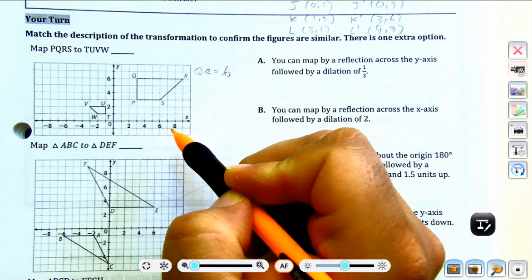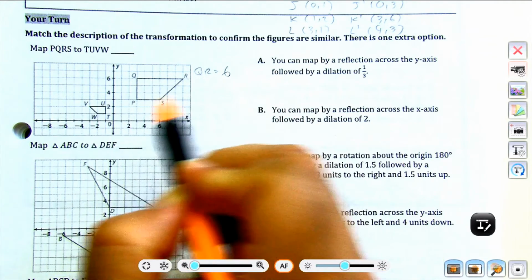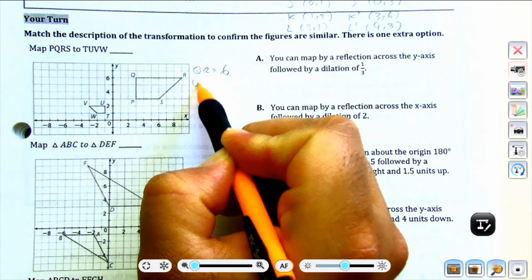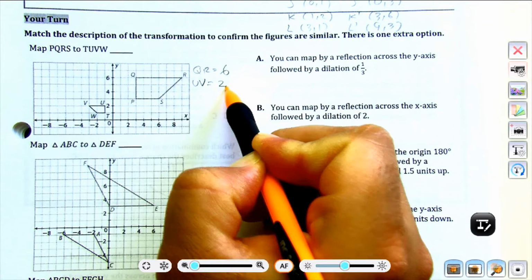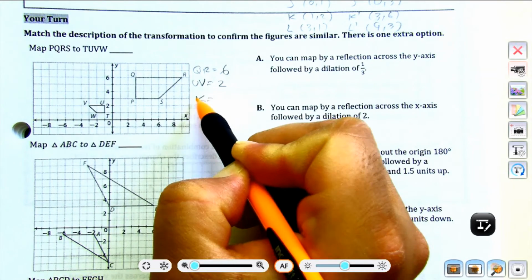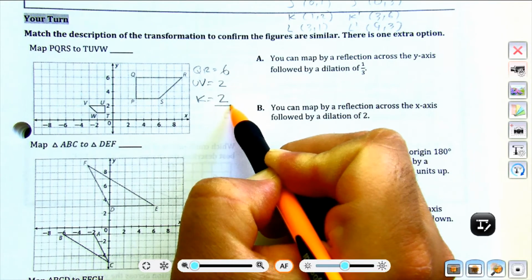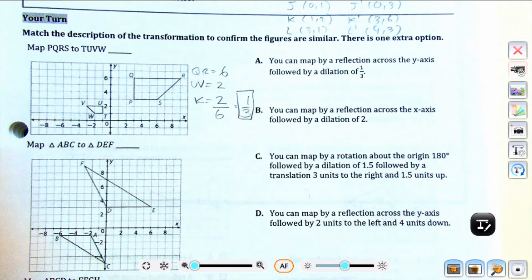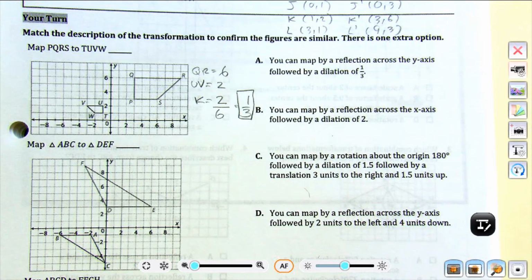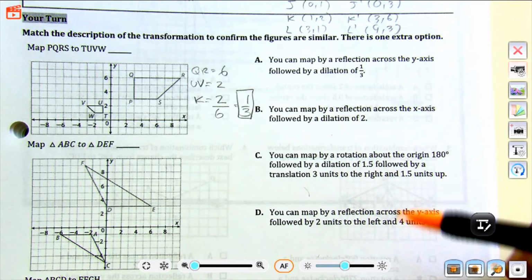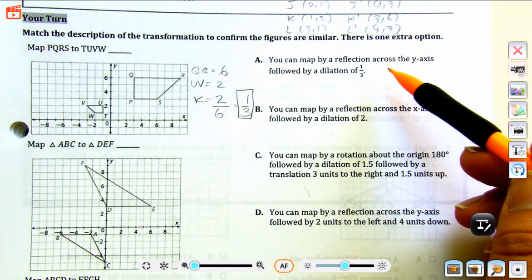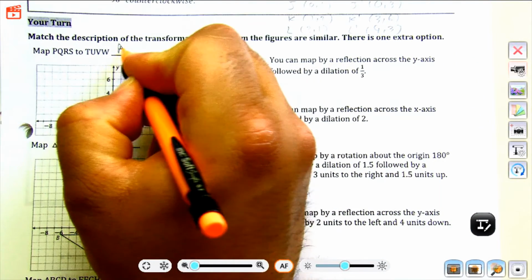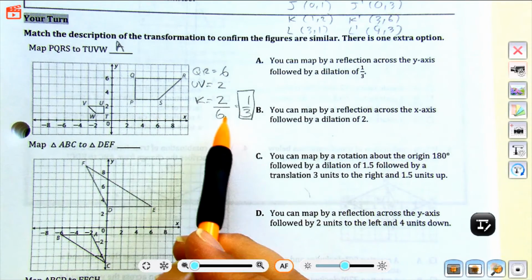Then the side that corresponds to QR is UV. So here, UV is 2. So my scale factor is going to be the image, so UV, divided by the pre-image, and that reduces to 1/3. So if we look at these options, which one has a scale factor of 1/3? And that is A. So it's multiplied by a scale factor and then a reflection.